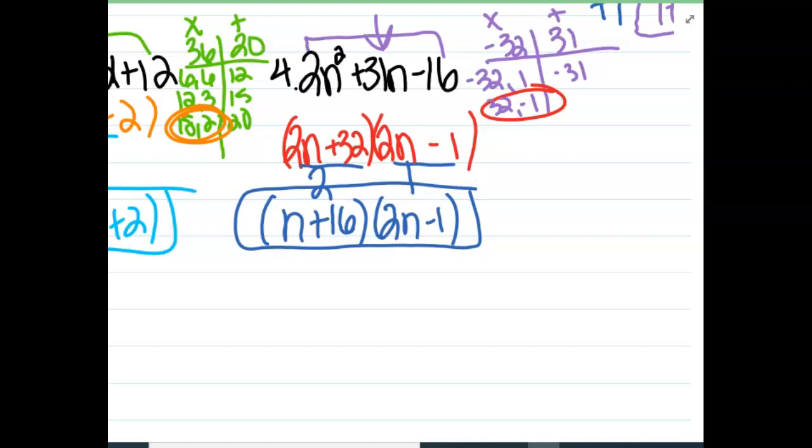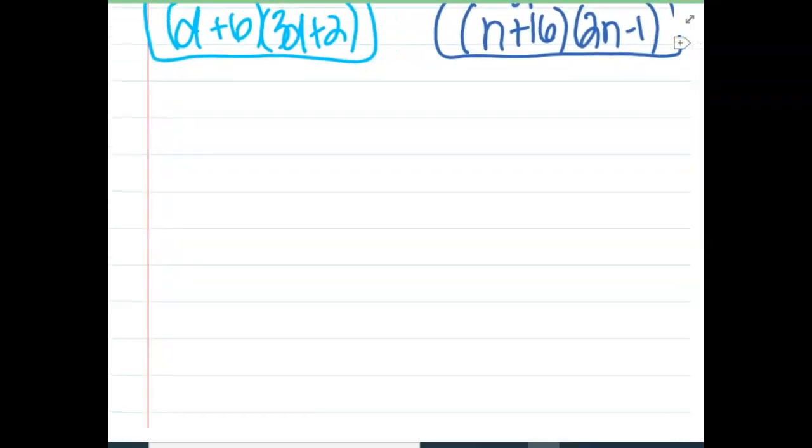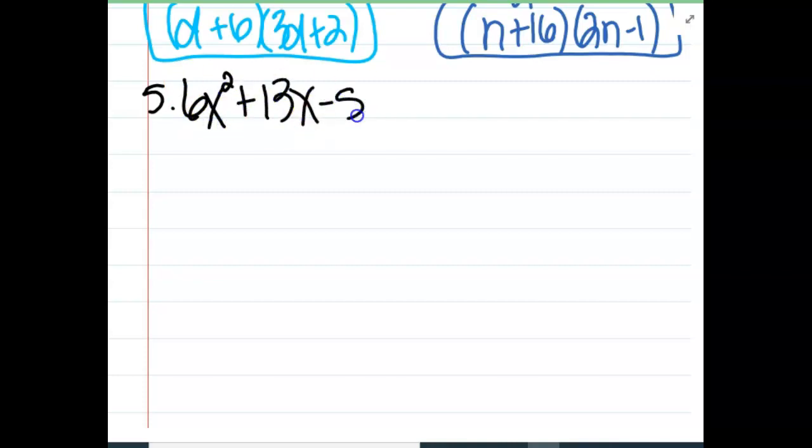Okay, is there anybody in here who is feeling more inclined towards the box method? It's fine if you totally are. Okay? Alright. Let's do one more with the airplane method, and then I'm going to have you try the last one on your own. You can use whichever of the methods you want. Okay? So number 5, let's do 6x squared plus 13x minus 5.